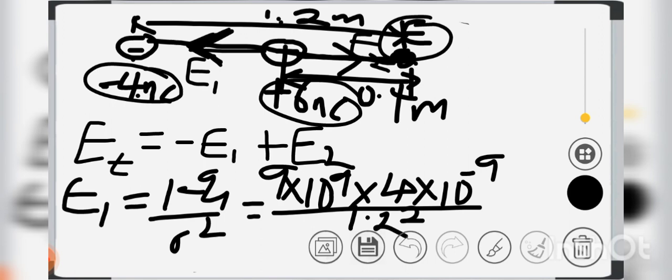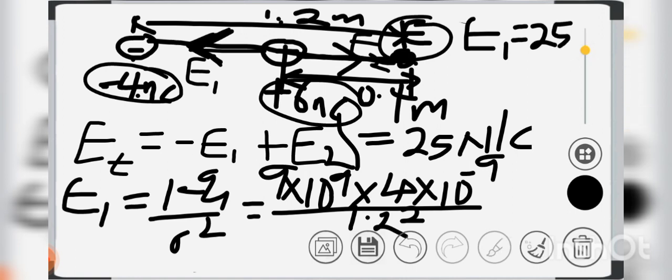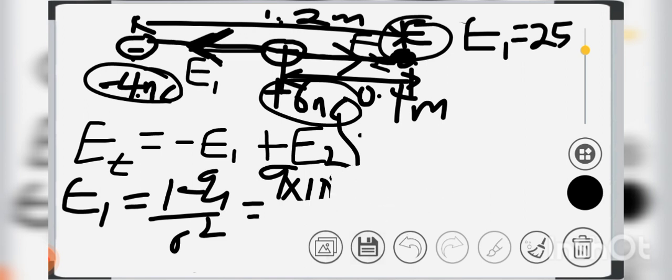Okay, let's now get the value of this E1 out. So this is going to give us 25 Newton per coulomb as E1. So E1 is 25. Take note of that. Okay, let's get E2 now.